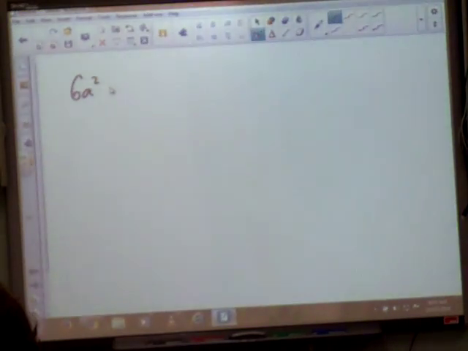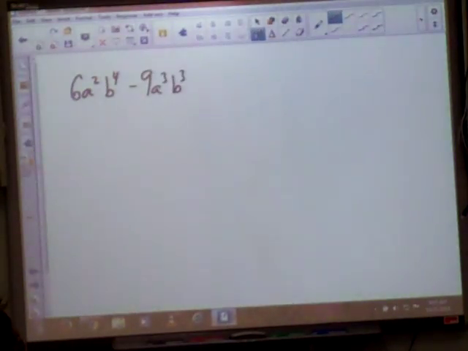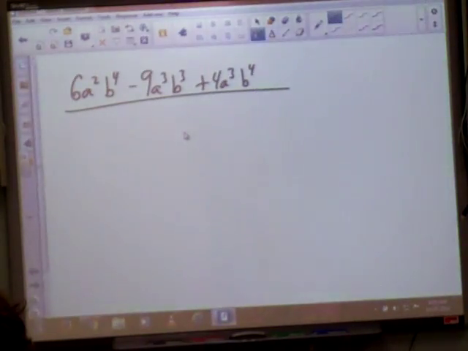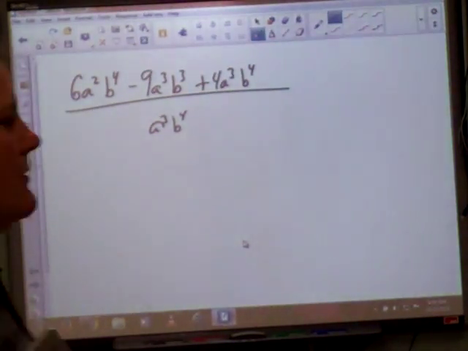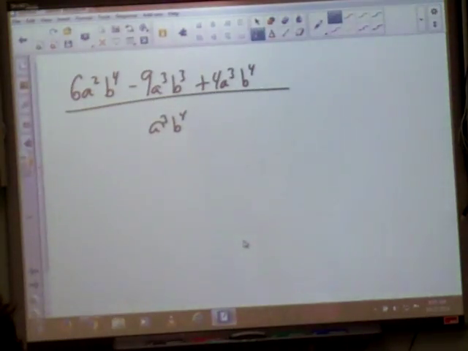We're going there today. 6a squared b to the 4th minus 9a cubed b to the 3rd plus 4a cubed b to the 4th, all divided by a cubed b to the 4th. Oh, this is easy. Alright, same thing, we're just dividing by a monomial. The monomial has 2 variables in it, but it's still just a monomial. So we're going to divide each term individually by that.